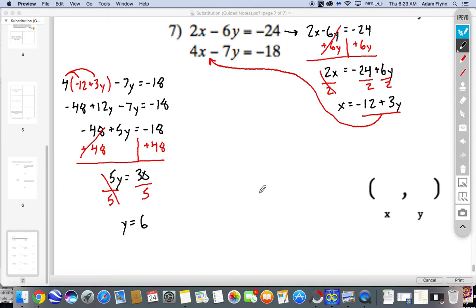Okay, so quite a bit of work there. We are almost done. Our next step is we need to take this 6 and plug it in for y in either the top or bottom equation. And to switch it up, let's do the bottom this time. Of course, it doesn't matter which one you pick. So my bottom equation is 4x minus 7, but instead of y, I know I can replace it with a 6, equals negative 18. If I simplify, I get 4x, negative 7 times 6 is going to be negative 42, equals negative 18.